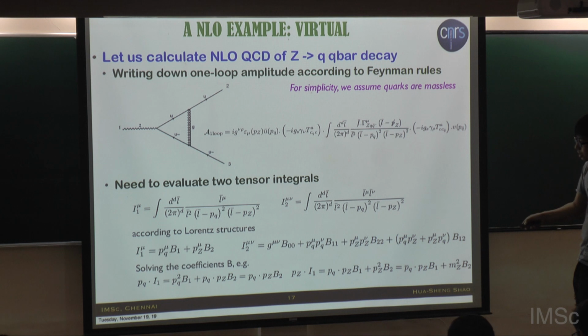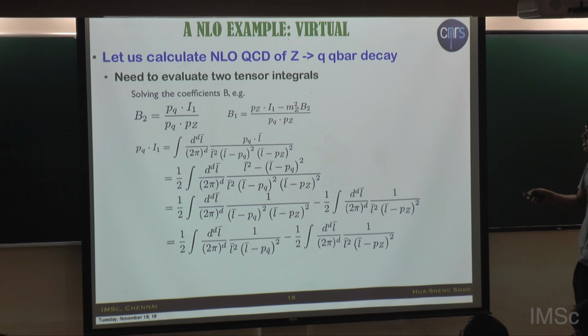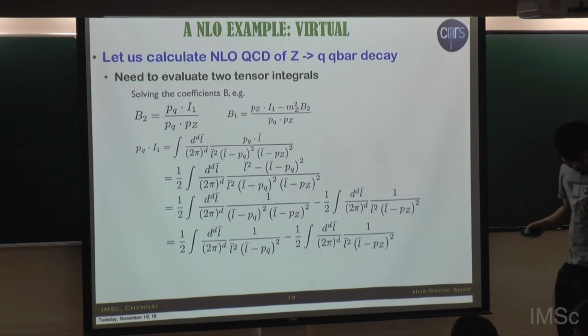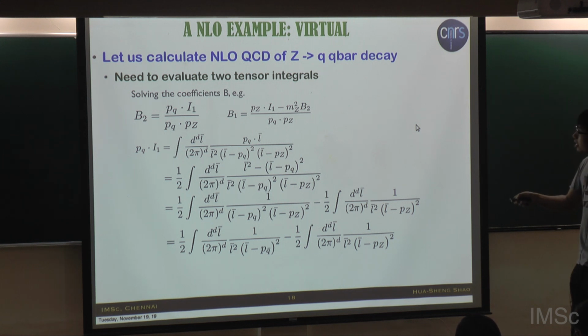Of course I use p_q squared equals 0 because I take massless quarks, so I only keep the p_z squared, okay? And then p_z times I1 similarly, but right now I need to keep both. So solving for these coefficients, b2 is just p_q times I1 times p_q times p_z, and b1 is something you just solve. It's just linear equations, right?